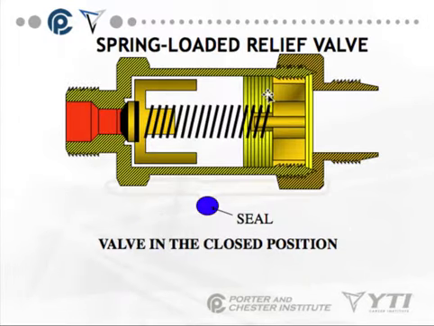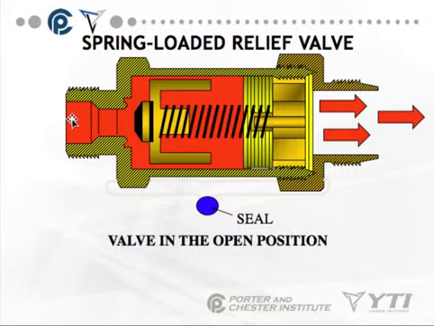This is an example of the spring-loaded type. Okay, this is the valve in the closed position, and if the pressures get too high, it will push the valve open and allow refrigerant to escape. Okay, so again, now the valve has been pushed open because of the high pressure, the red refrigerant, it allows refrigerant to escape.